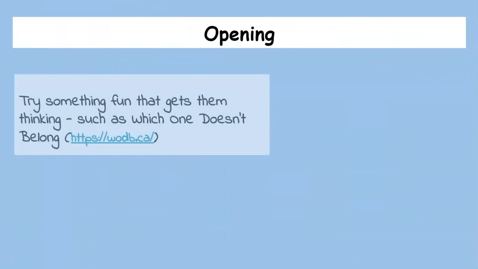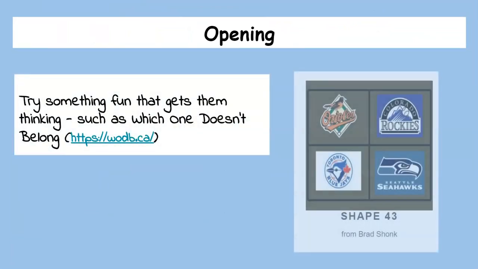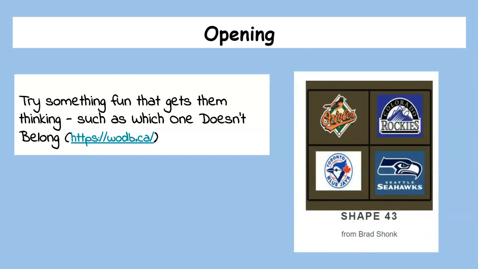Another option for an opening is to try something fun that gets them thinking, such as which one doesn't belong. There's lots of these and they are free at wodb.ca. You can just search WODB and they show up, and there's tons of topics on there: math, science, English, social studies, and just fun random ones. And they're really a good way to get them thinking. So let's see how that could work.